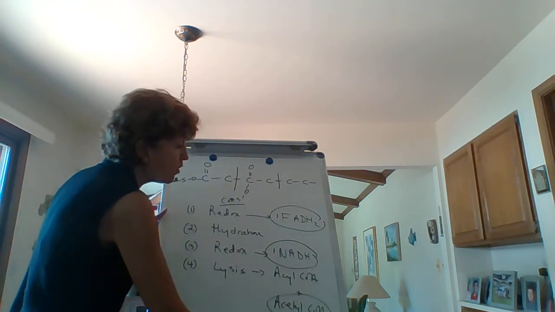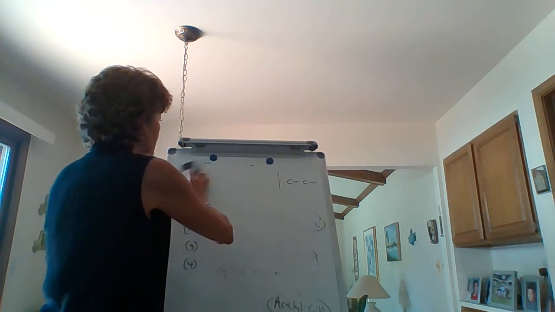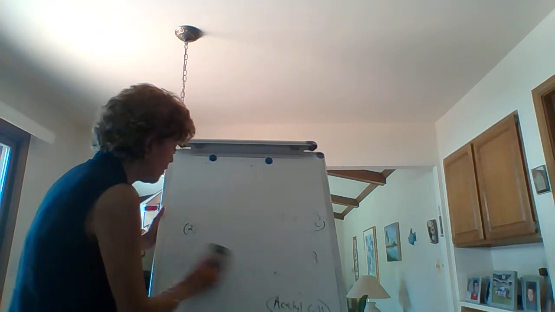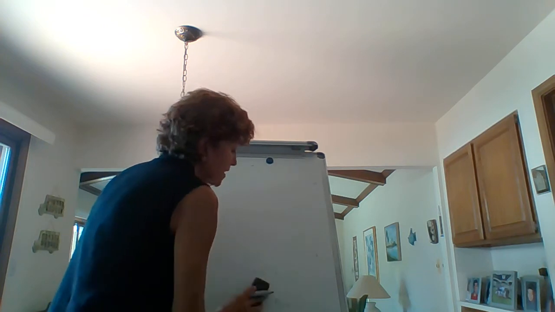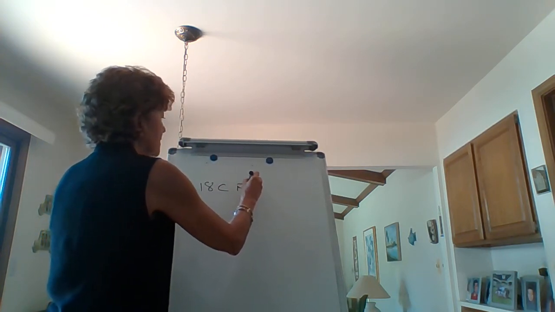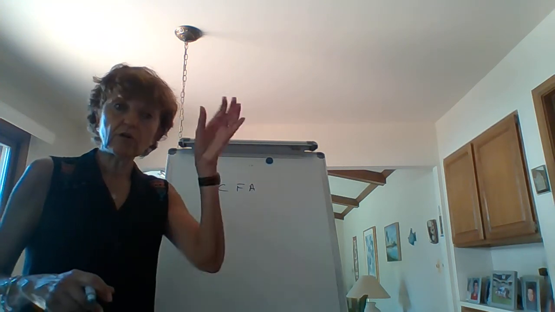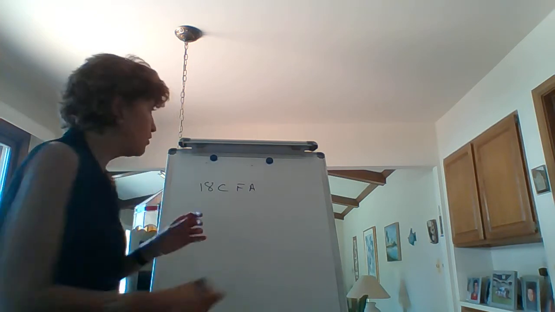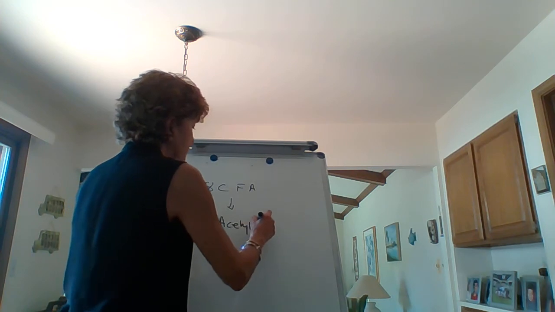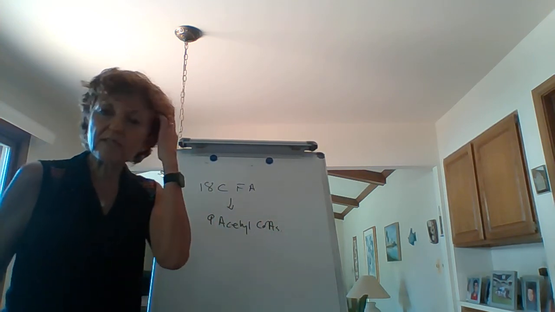So the point of all of this is to end up turning that long chain fatty acid into a bunch of acetyl-CoAs. So think about this. If you have an 18 carbon fatty acid, how many acetyl-CoAs can you get out of that? Well, 2, 2, 2, 2, you're going to end up producing 9 acetyl-CoAs. Make sense? And where do those 9 acetyl-CoAs go?